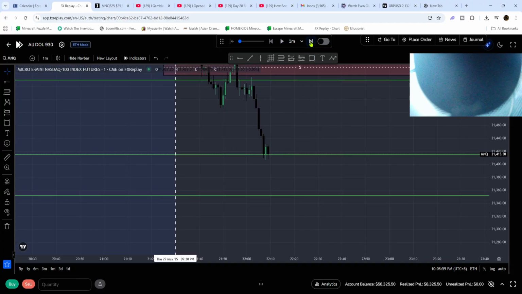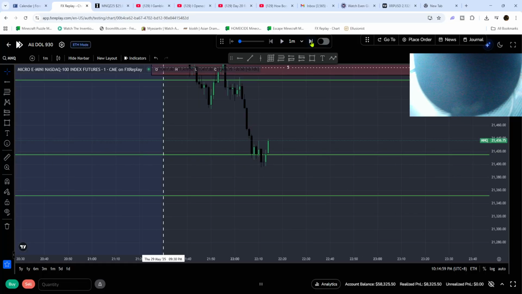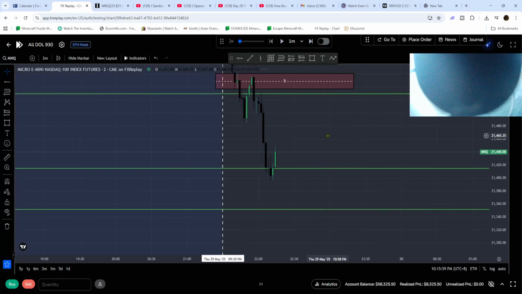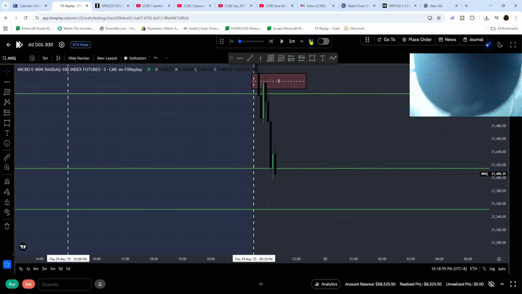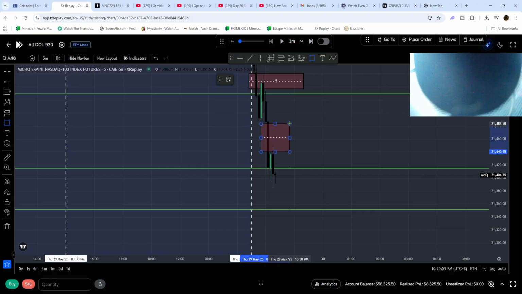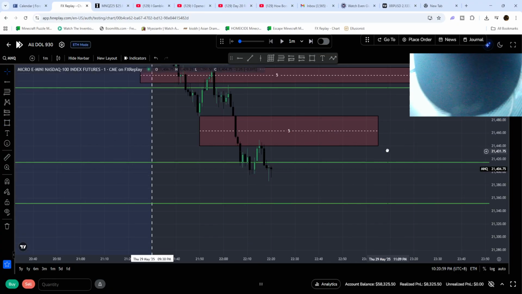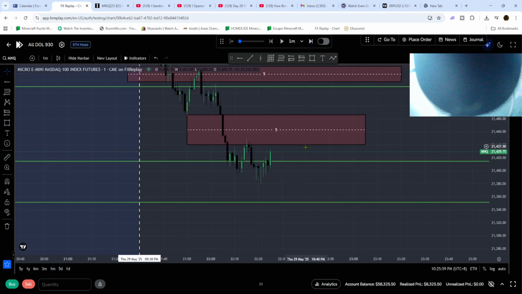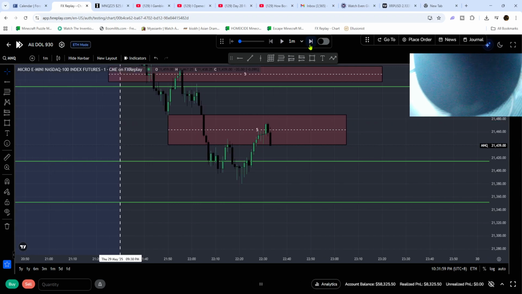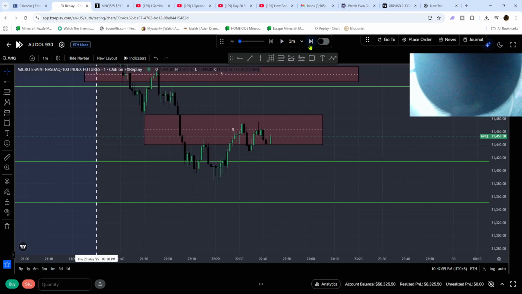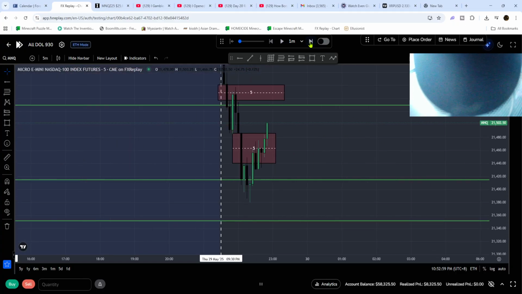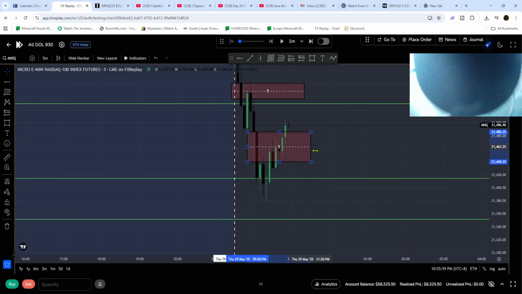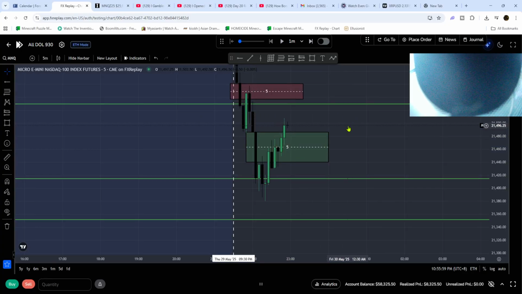Okay, taps on our 4 hour. Inverses a 1 minute, 2 minute, that's one, 3 minute, that's one, 5 minute, that's one also. So I'll be looking for the 5 minute to get inversed instead. Okay, 5 minute did eventually get inversed. So now this is a 5 minute inverse fair value gap. Not the best, but make do what you can.